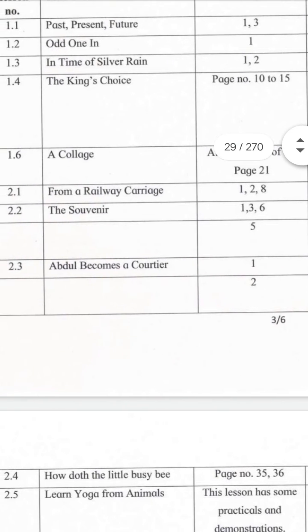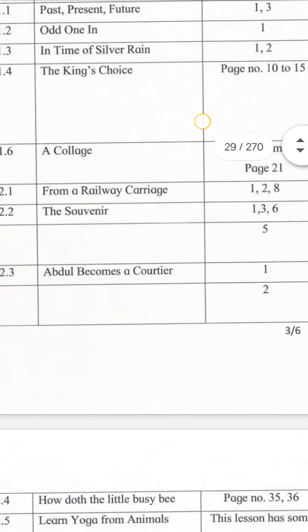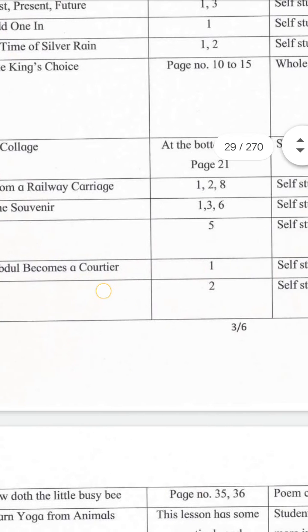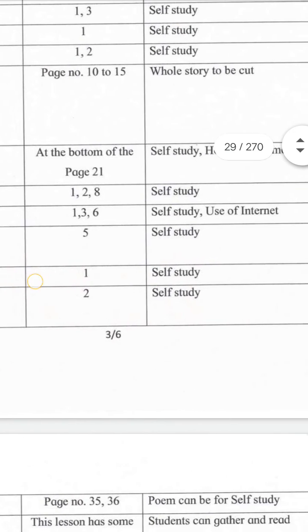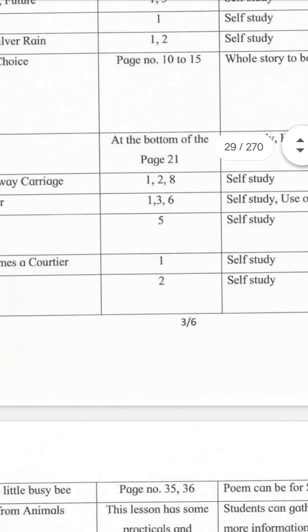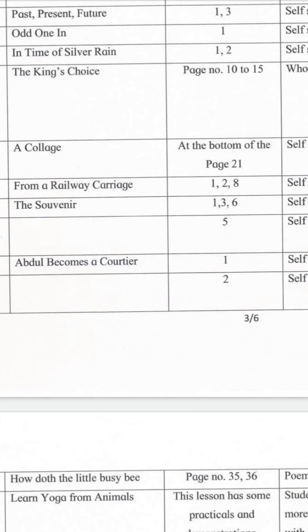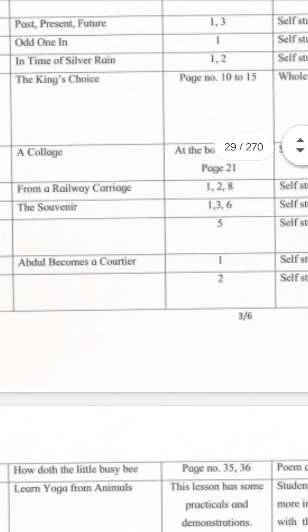In 1.3, in times of silver rain, questions 1 and 2 are omitted. Then the King's Choice, page number 10 to 15, the whole story is to be cut, that is the whole story is not to be learned for evaluation. You can understand the story, read it, but it is not there for evaluation. The King's Choice is not going to be asked.